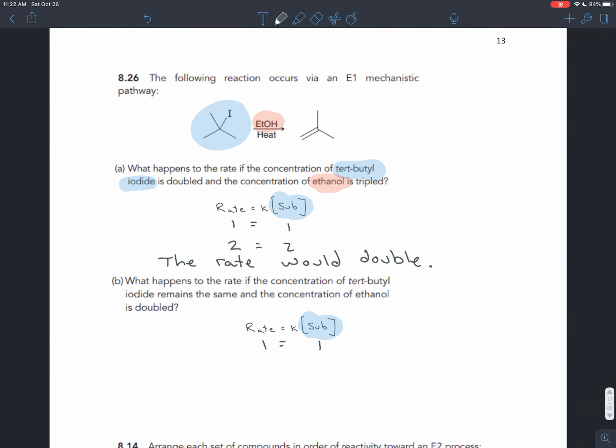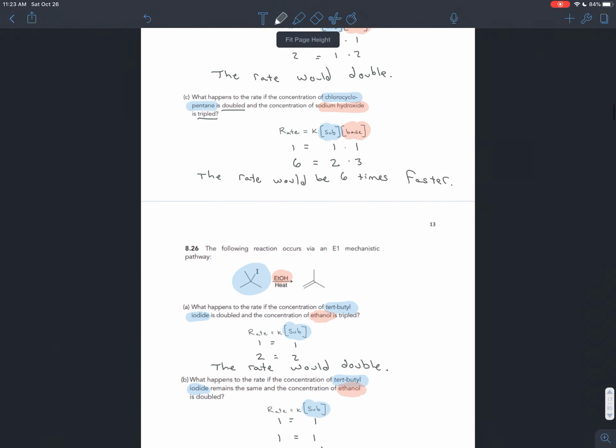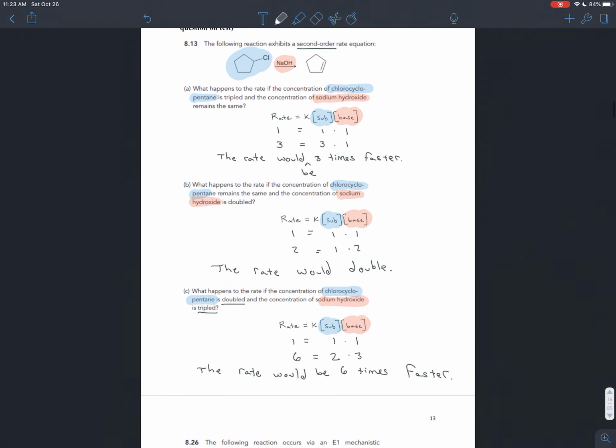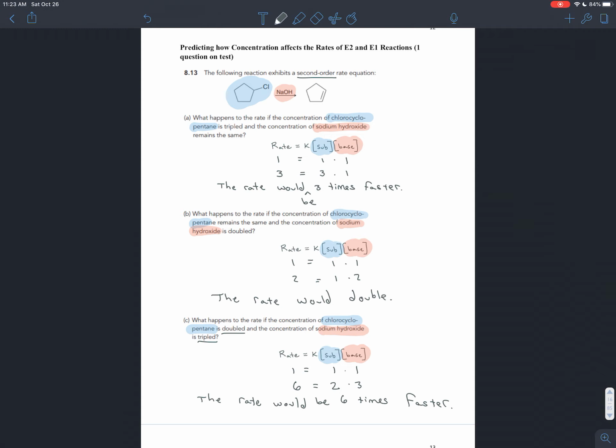And with B, it says, what would happen to the rate if the concentration of tert butyl iodide, that is our substrate, remains the same, and the concentration of ethanol, our base, is doubled? Well, again, the base doesn't show up in the rate law, and so the rate only depends on the substrate, and so the rate here would stay the same. So hopefully this gives you a sense of how you can think clearly and methodically through how the rate of an E2 and an E1 reaction would change when you change the concentrations of the substrate and the base.